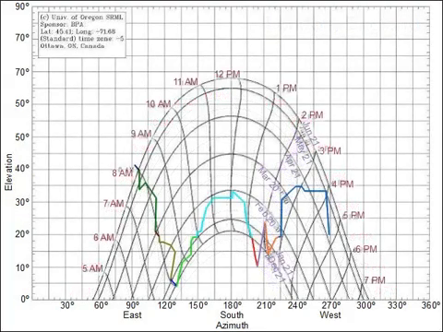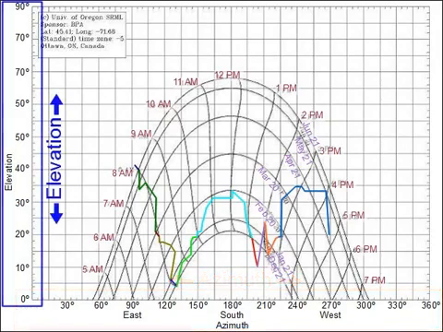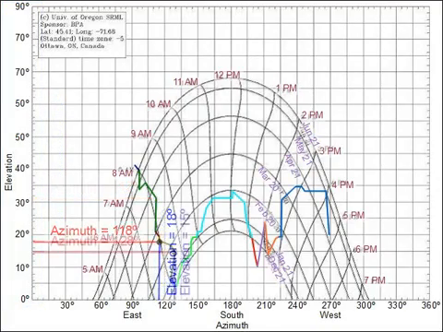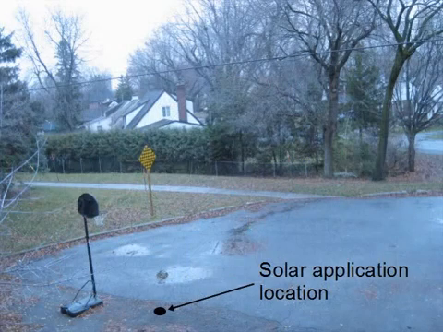How do you produce the data for the sun chart to make your own outline? Across the horizontal axis of this chart is something called the azimuth, and across the vertical axis is the elevation. So you need to find out the azimuth and elevation for the outline of any objects that may cause shading. To start with, here's where I was thinking of putting my solar application.